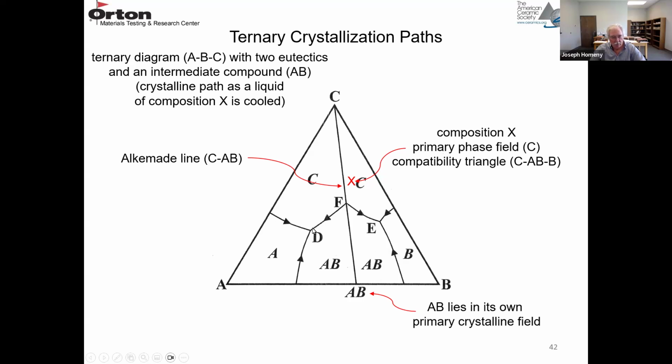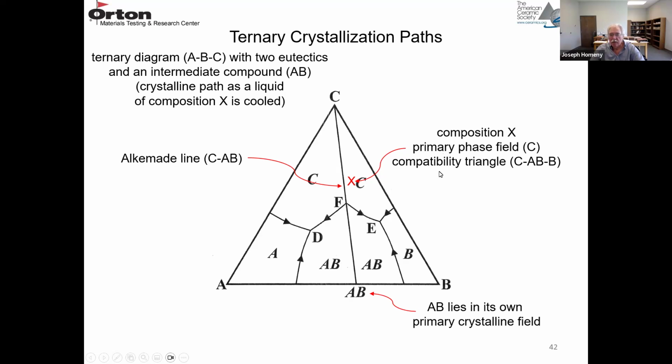So here's the crystallization field for A. The field for C looks like this up here. B is over here, then AB is over here. So AB lies in its primary crystallization field, so it's congruently melting. So there's an alkemade line between C and AB. So let's look at our composition X and see what happens when we cool it.